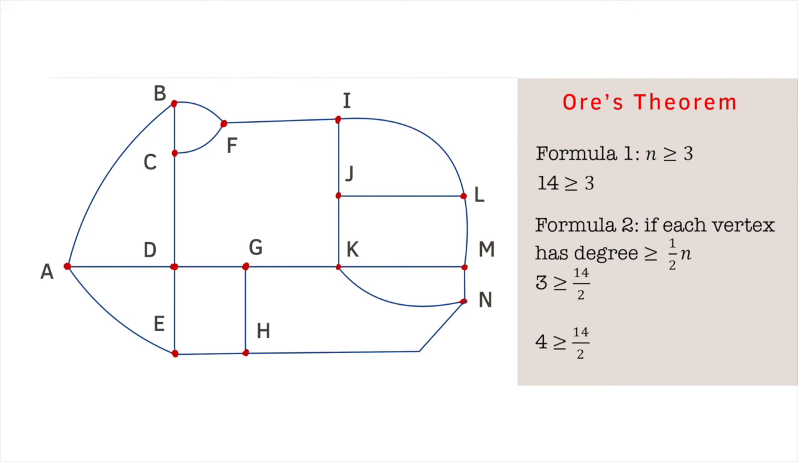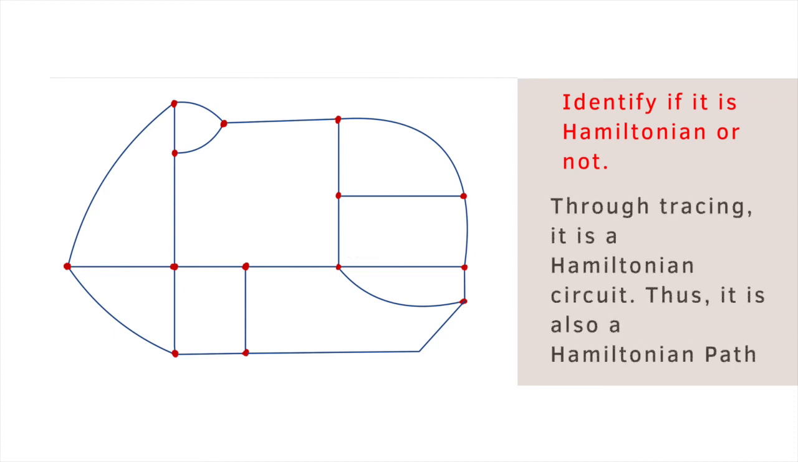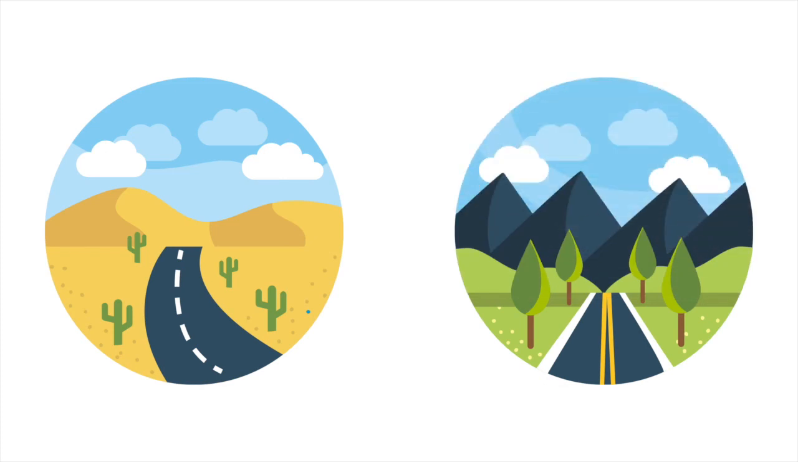By tracing, we are able to realize that it is a Hamiltonian circuit, which means it is also a Hamiltonian path. Overall, now that you've understood the applications of Eulerian and Hamiltonian graphs, you now know the efficient paths to take, and planning routes is now easier.